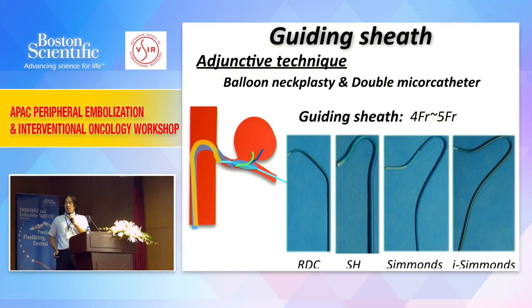Now, the guiding sheath is very important to treat visceral arterial aneurysm. In Japan, we can use various types of guiding catheter. Usually, we use the Shimaduk type or the Simond type. And usually, we put 2 guiding sheaths into the renal artery. I advance the micro balloon catheter from 1 guiding sheath, and 2 microcatheters are inserted from the other guiding sheath. So we need 2 guiding sheaths.